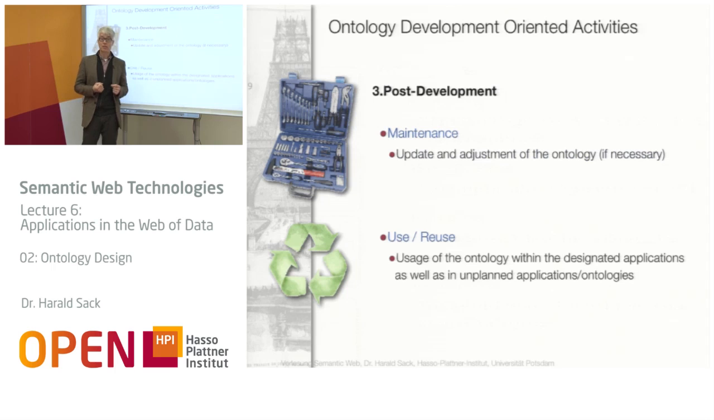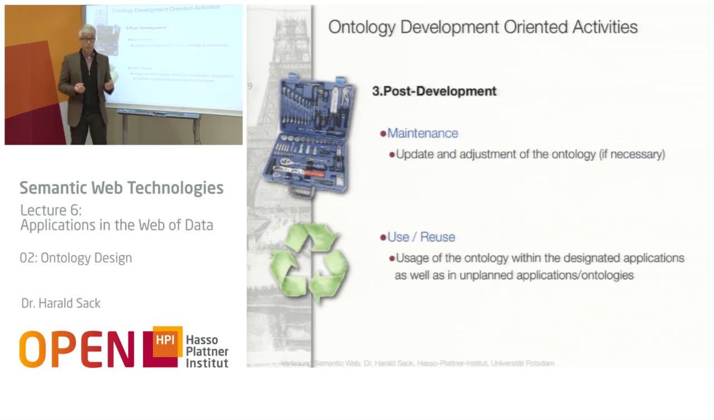And also you must consider use and reuse. So which are the designated applications that use the ontology? And are there maybe also unplanned applications that can also make use of the ontology? During the life cycle, when the ontology is already developed, then in the end there might turn up new applications that say, hey, this is a great ontology, why don't we use it? So reuse belongs to the post-development process.